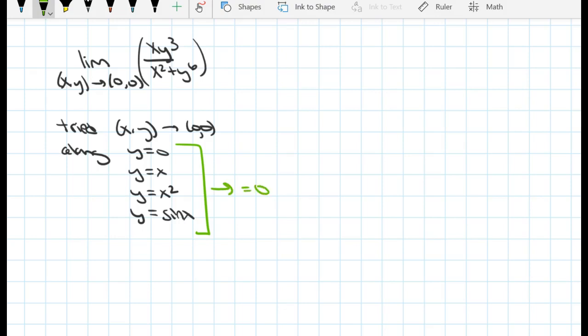The conversation we were having was that we're so tempted to say that because we tried these four paths and the z value being approached is 0, then this surface approaches 0. That is actually not something we can conclude, because we have to try all infinite paths. And the way the story goes, it's actually impossible to try every single path that passes through 0, 0. And so what do you do?